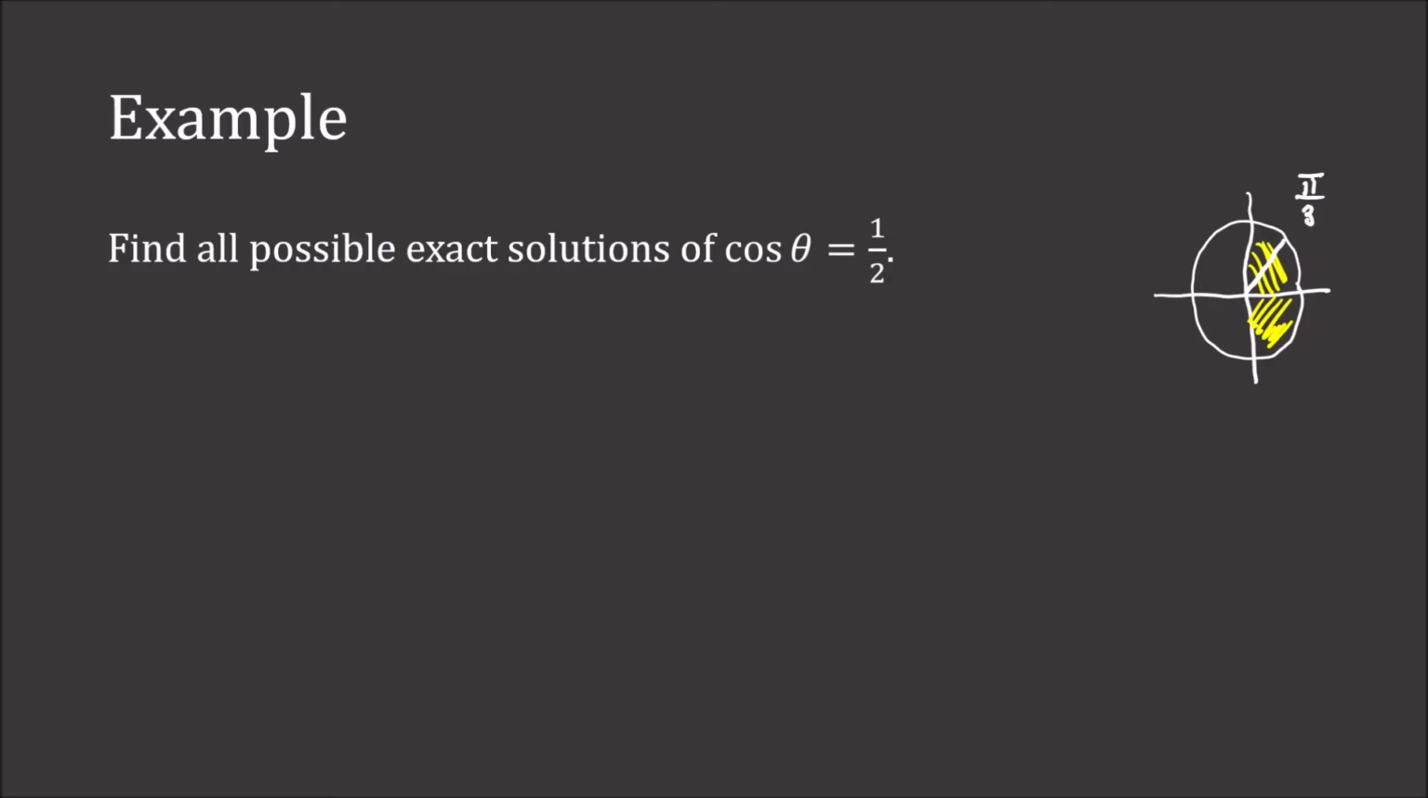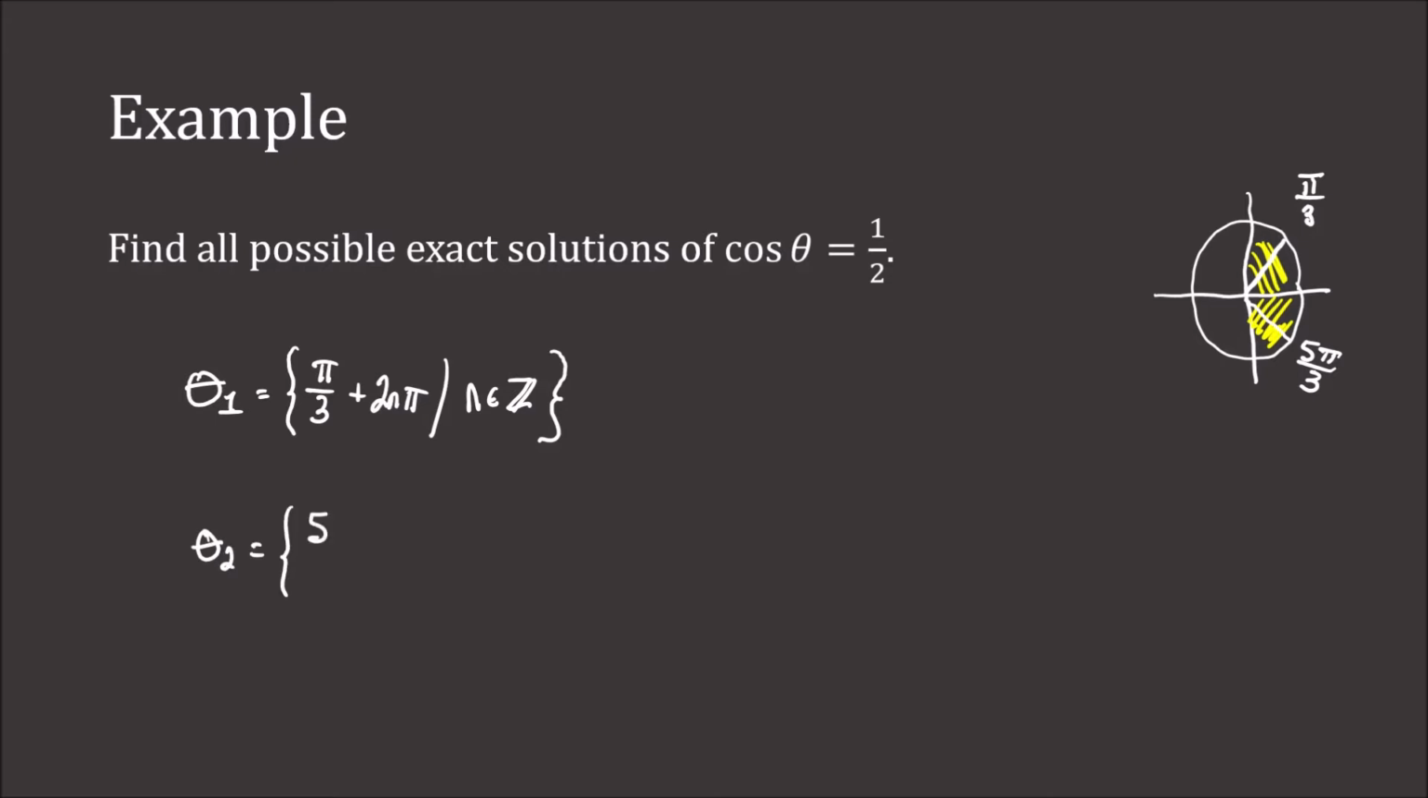Now remember, cosine is 2 pi periodic. So not only will pi over 3 give us that, but add 2 pi to it will also give us 1/2. Add 4 pi, or take away 2 pi, so on and so forth. So all of the solutions involving pi over 3 will be in this form. If we come down here, what angle? Well, this is an angle of 5 pi over 3. And so theta 2 would be 5 pi over 3 plus 2n pi, where n is any integer.